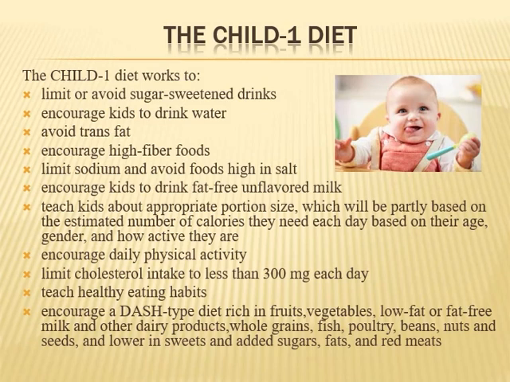Teach healthy eating habits. Encourage a DASH-type diet rich in fruits, vegetables, low-fat or fat-free milk and other dairy products, whole grains, fish, poultry, beans, nuts and seeds, and lower in sweets and added sugars, fats, and red meats.